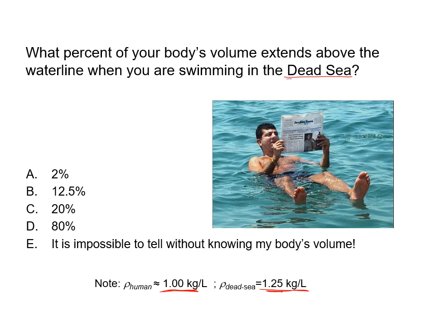In order to solve this, all you really need to do is take a look in the notes at the iceberg example. We can derive all the equations again if we want, but the end result is that the volume that is in the water divided by the total volume works out to the density of the human divided by the density of the sea.